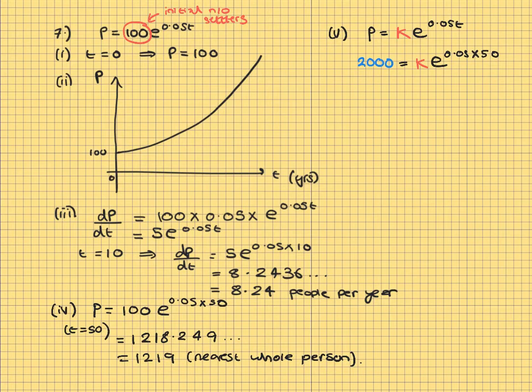So we've now got to solve 2000 equals ke to the power of 2.5. So simply divide 2000 by e to the 2.5 and you will get your value of k. Now, remember the question actually said at least 2000. Well, what we could have done back up here is we could have made this an inequality around here.